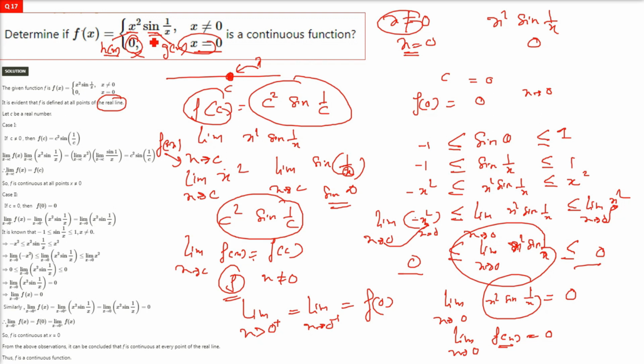So from this observation, we can conclude that f is continuous at every point of the real line. So f is a continuous function. Both ways we have checked all the values, that is, not equal to 0 and equal to 0. So this function, which is made of two different individual functions, these are continuous by themselves.